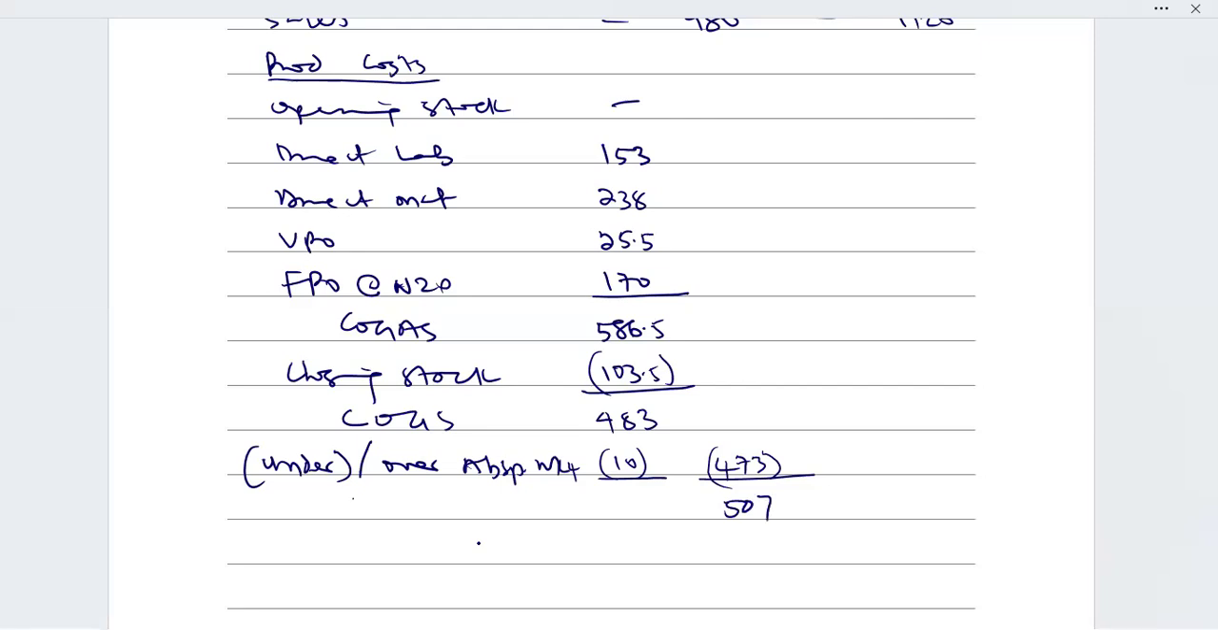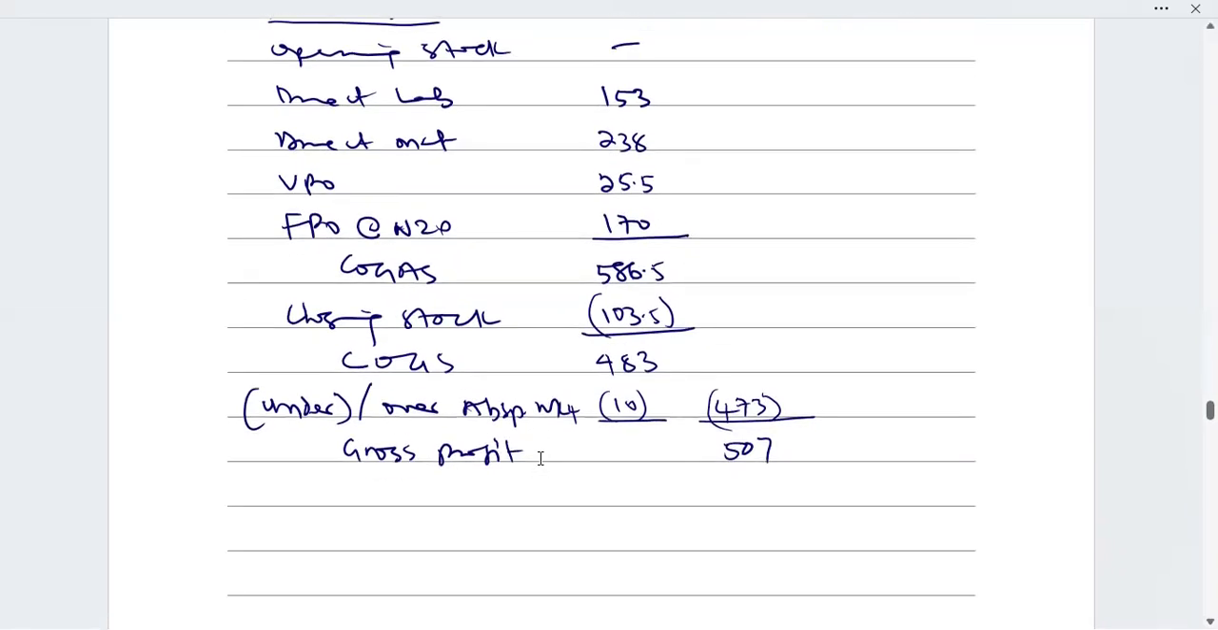Okay, so this represents gross profits. No, 473 minus what? 980. I don't get 980 minus 980. Okay, so then you now less non-production costs.